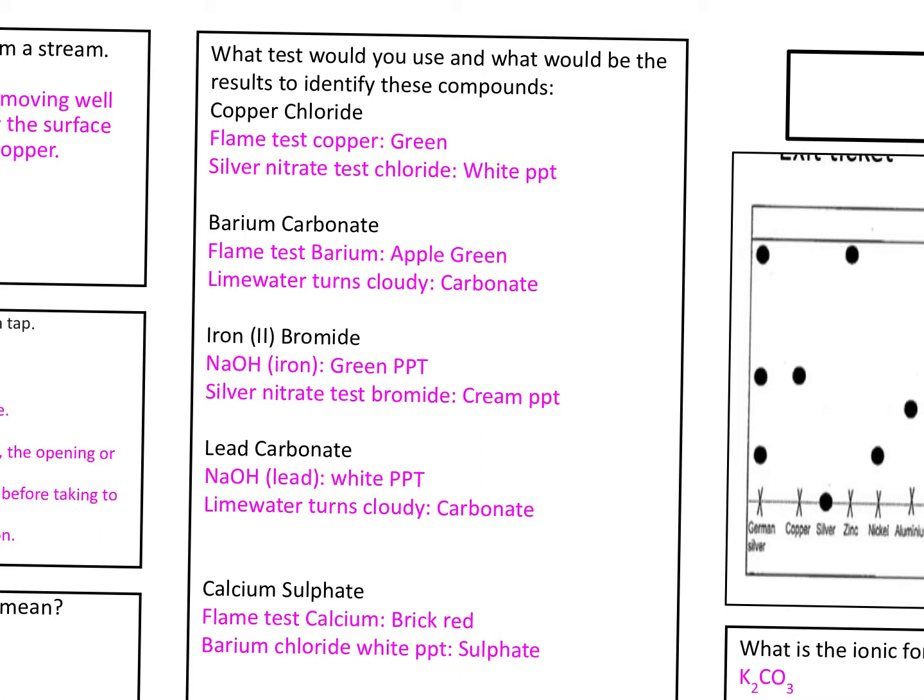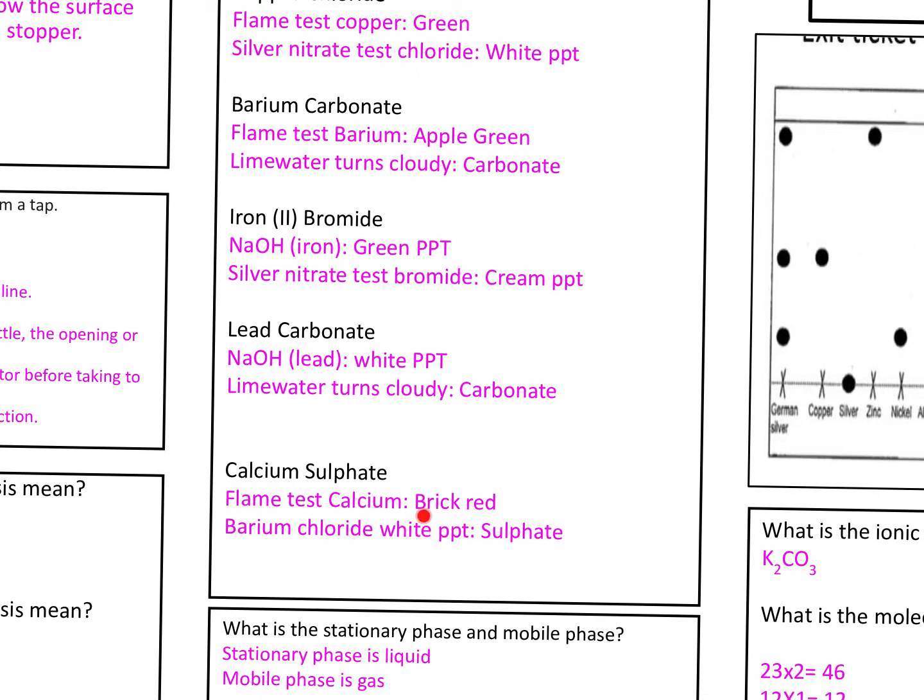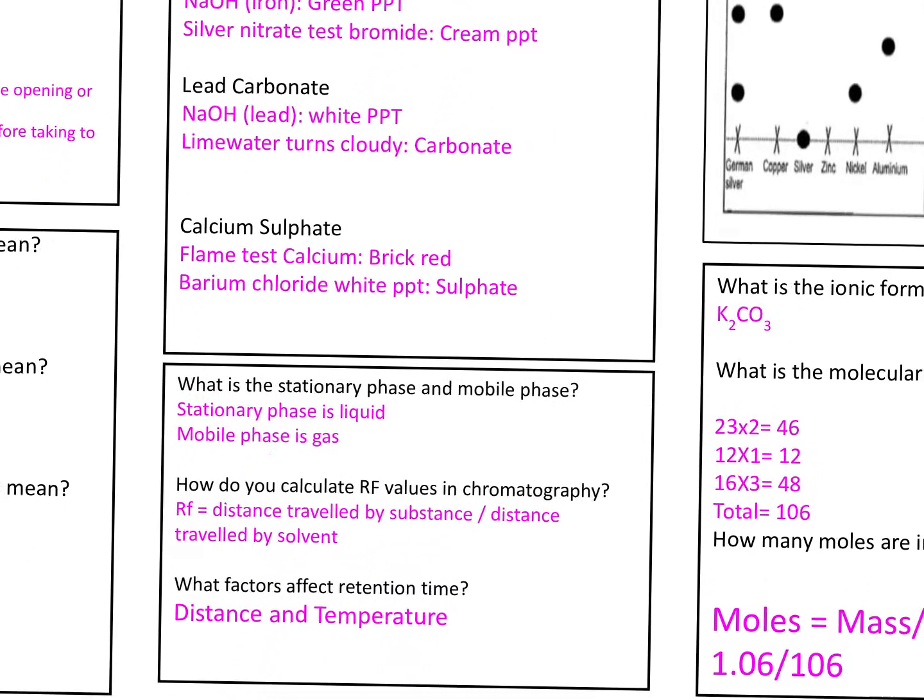Bromide, silver nitrate test, green precipitate. Lead, again, NaOH will give you a white precipitate. Carbonate, lime water turns cloudy. Calcium then, flame test, brick red. Barium chloride, white precipitate. Okay.